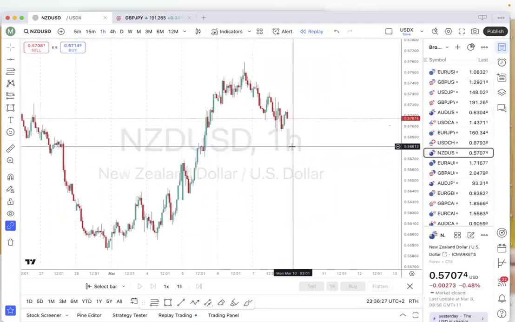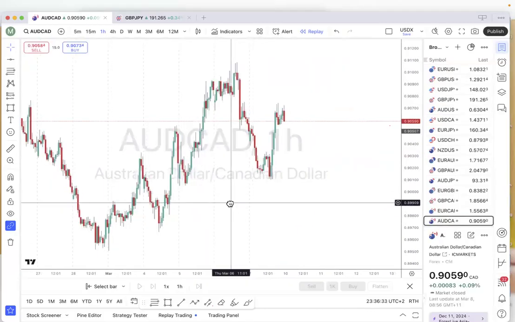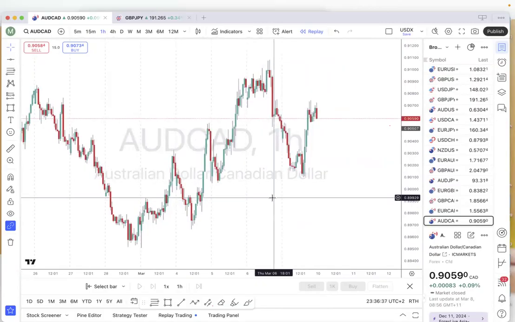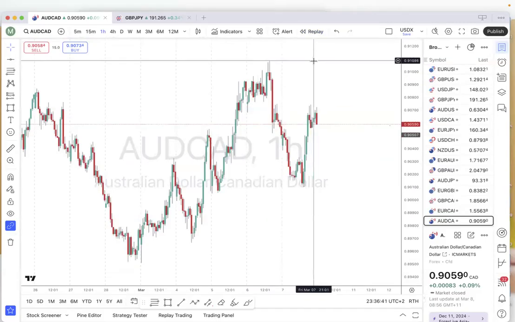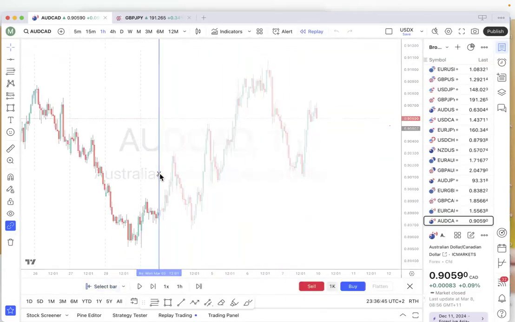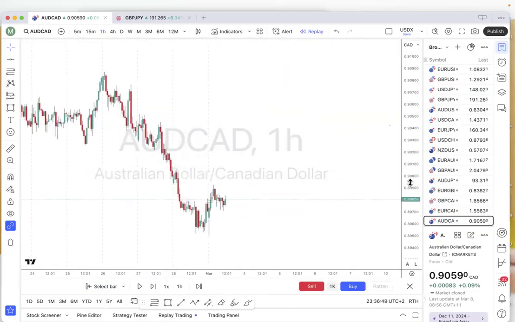But if you look at OD card, that's the pair I wanted to show you. This one might be an interesting one anyways. So OD card, this is what it did on me.